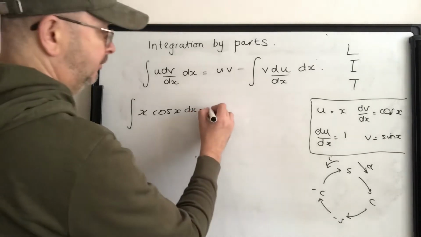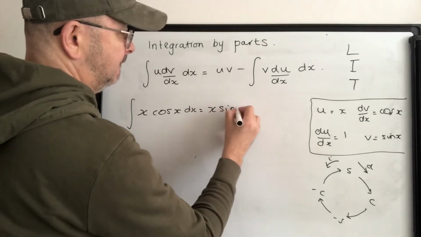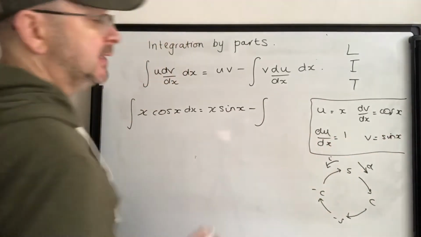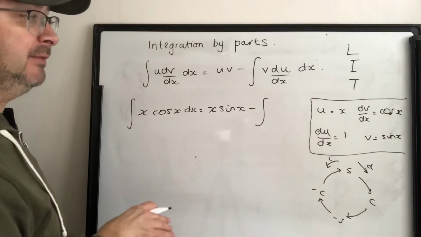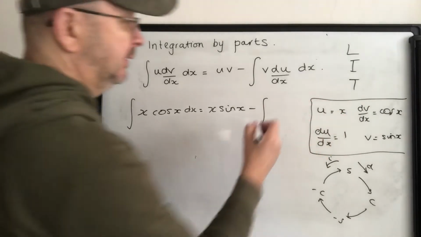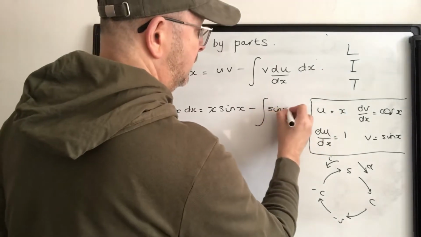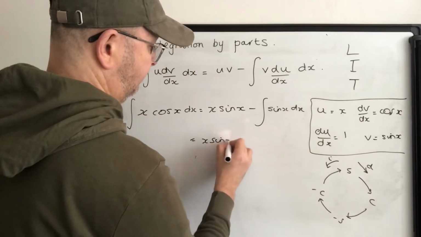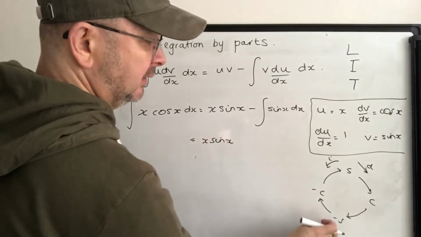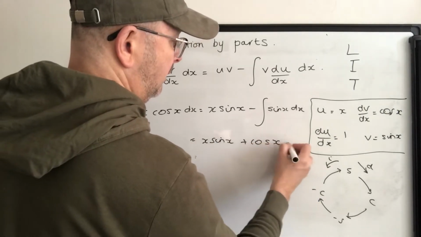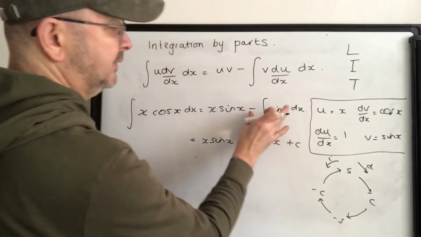So it is uv, minus the integral of v du dx, and beautifully again, just as in the previous example, the x is differentiated away to 1, so it becomes minus the integral of sine x, which is x sine x. So negative sine integrates to cos, so plus cos x plus c, calling that negative sine.